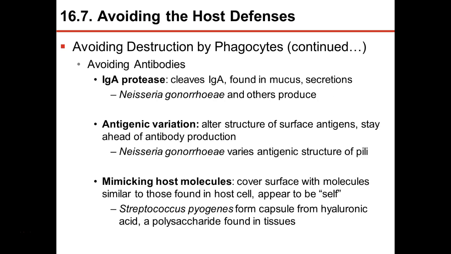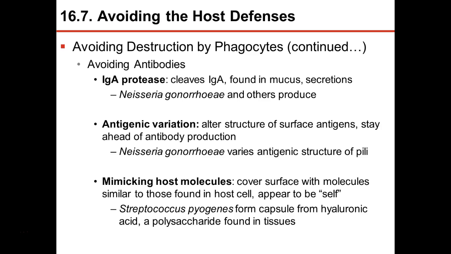Now, they can also avoid the antibodies. So remember, IgA is the one that's important for mucous membranes, and it comes in as a dimer form. So what's occurring here is IgA protease. You should be able to look at that word protease and go, okay, this is an enzyme that breaks down proteins. And so what this one's going to do is cleave the dimer formation of IgA and ultimately render it ineffective. In this case, Neisseria gonorrhoeae is able to do this, as well as antigenic variation.